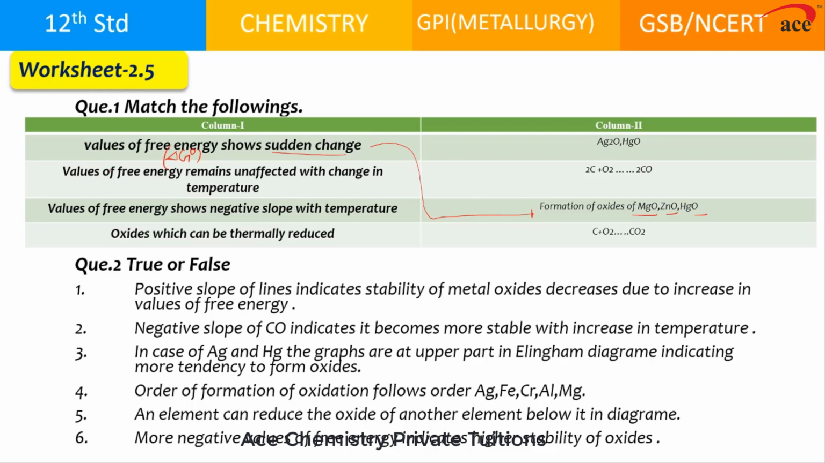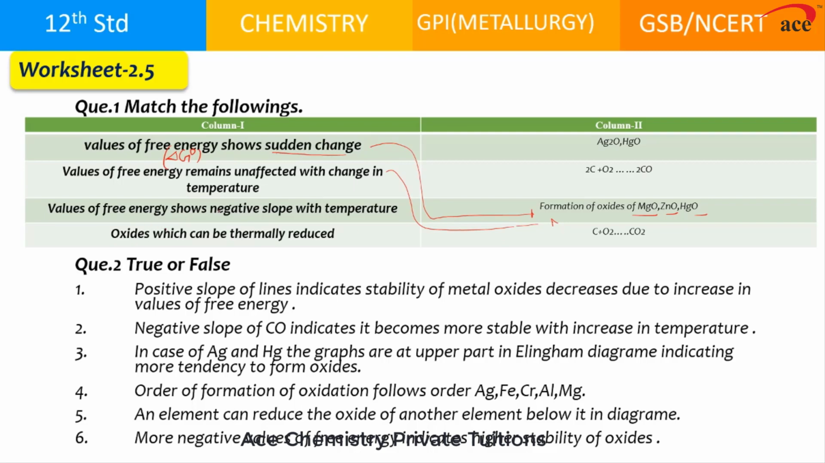Second, they have asked what values of free energy remain unaffected with change in temperature. For which reaction does the formation of oxide not depend upon the temperature? That reaction is what? Formation of carbon dioxide from carbon. In this case, if you see, the graph remains parallel to the x-axis. There is no deviation in the graph. It clearly indicates the values of delta G naught do not change with respect to temperature.